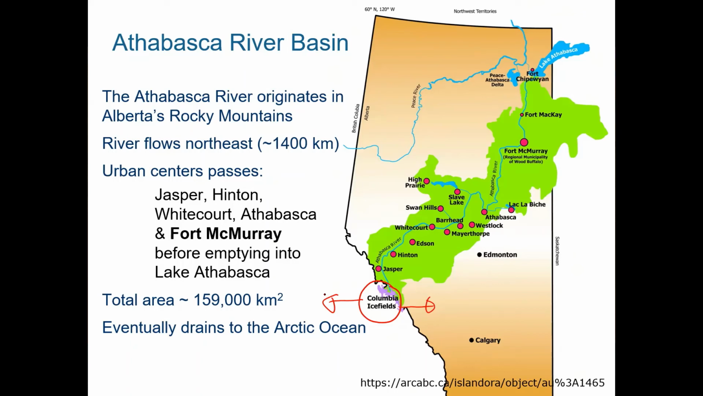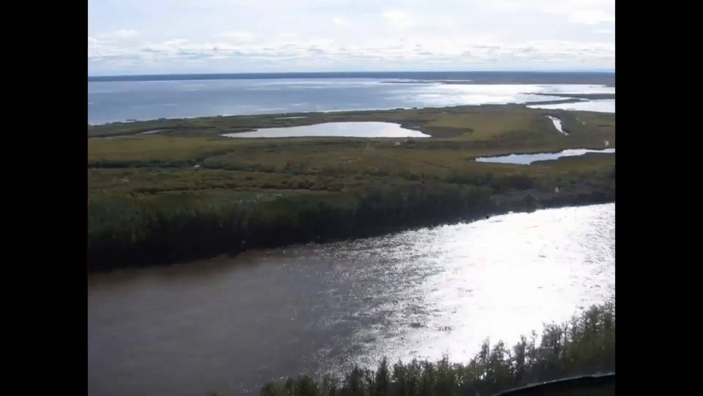But you can see it goes through all these communities. It goes through the town of Jasper and Hinton, and a few other places in between. It doesn't quite hit Slave Lake, although a tributary does hit Slave Lake and High Prairie. Then you can see the town of Athabasca, Fort McMurray and Fort McKay, and it ends up finishing at Fort Chipewyan, which eventually drains into the Arctic Ocean. So it's a very important river, giving water to all these communities, and a big part of the oil sands industries.